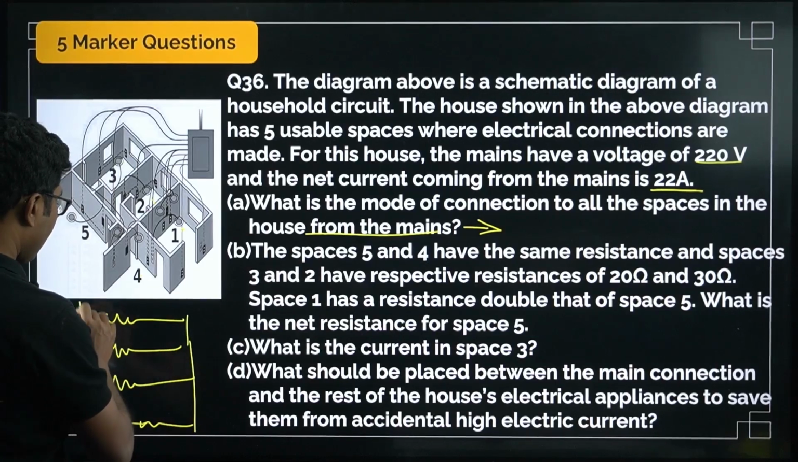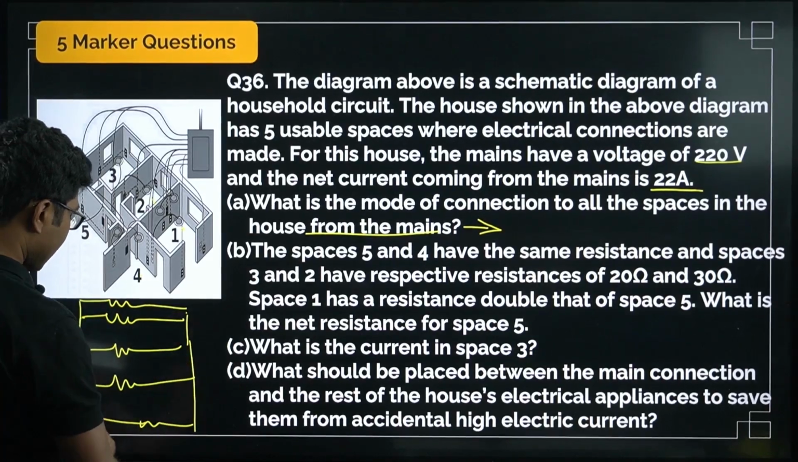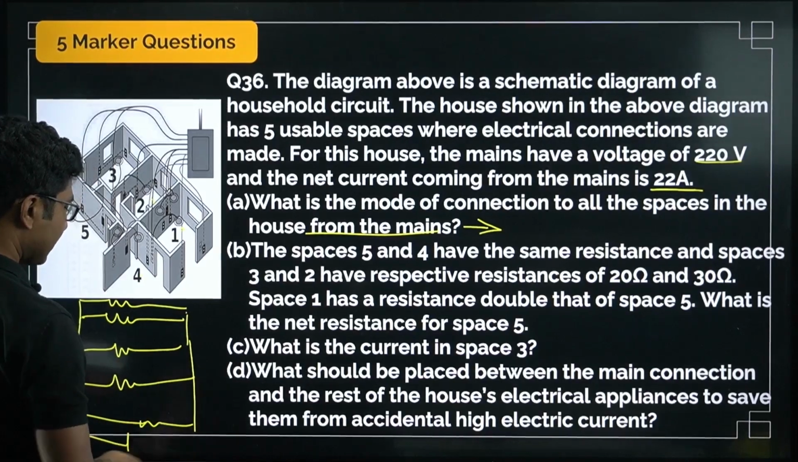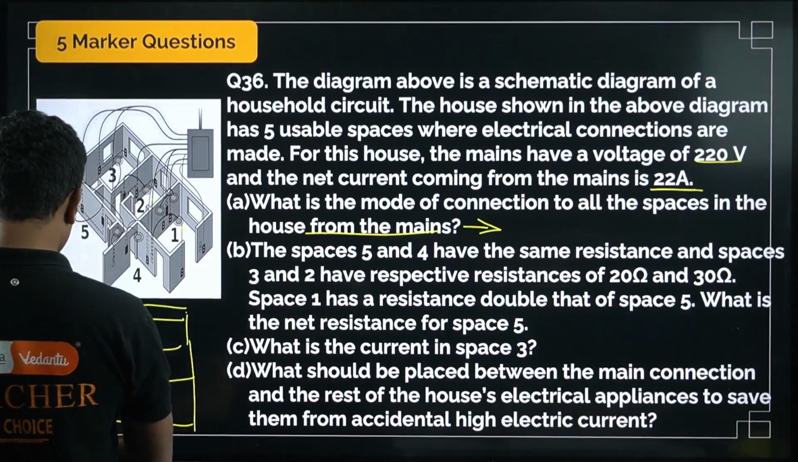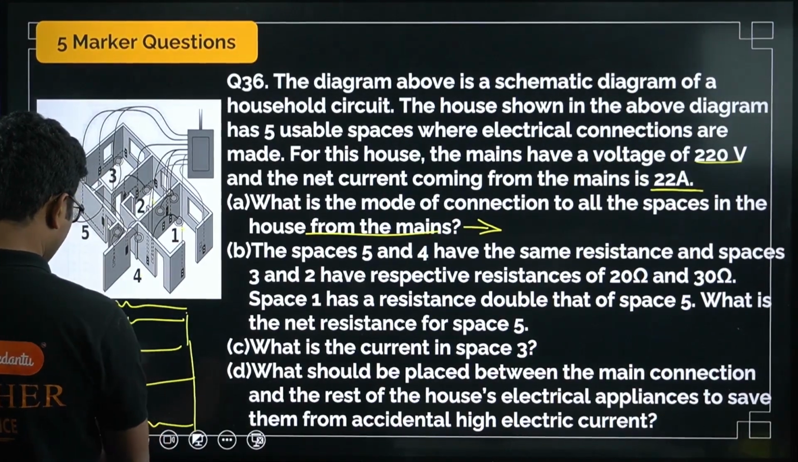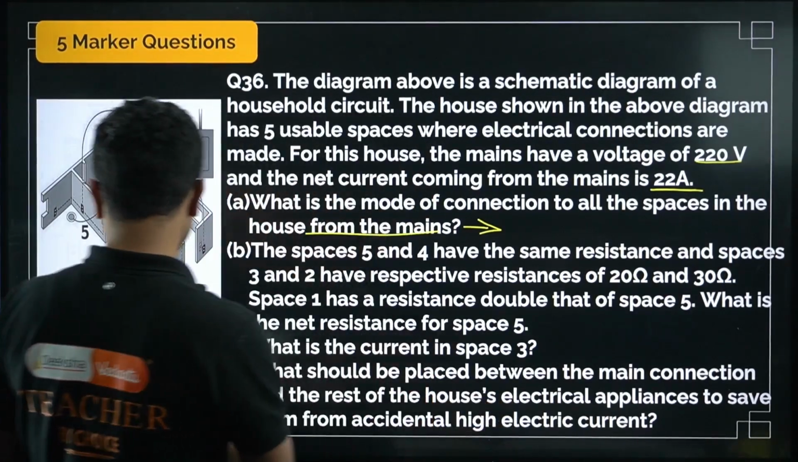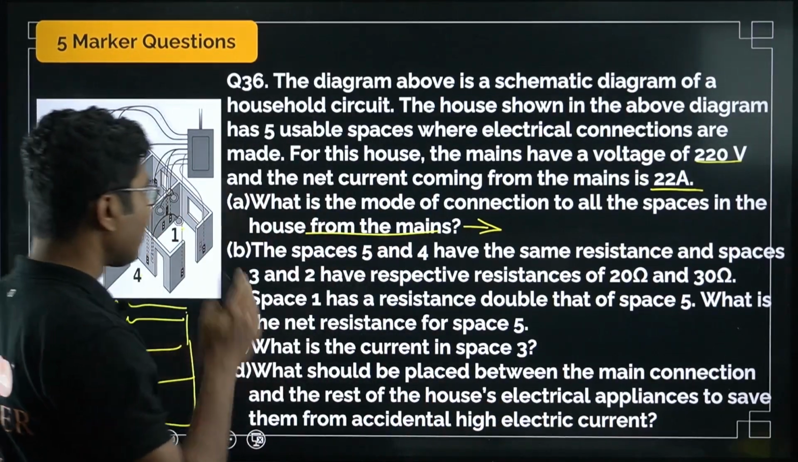I am running out of space. 5 resistors connected in parallel with a battery of 220 volt, and it is giving you a current of 22 ampere. We will see that in a while. Don't worry, we'll solve the problem.